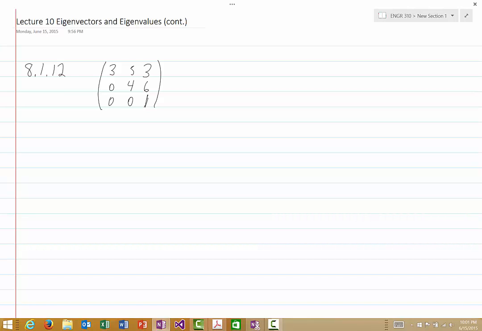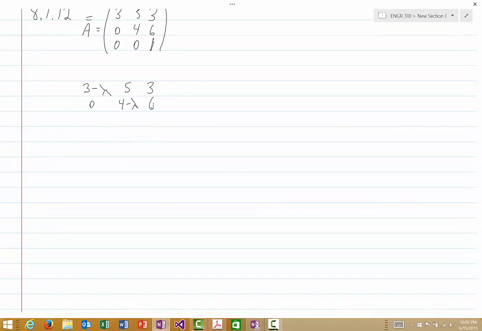And so, as usual, we set the determinant of A, we can call this A, we set the determinant of A minus lambda I equal to 0. So we get 3 minus lambda, 5, 3, 0, 4 minus lambda, 6, 0, 0, 1 minus lambda is equal to 0.